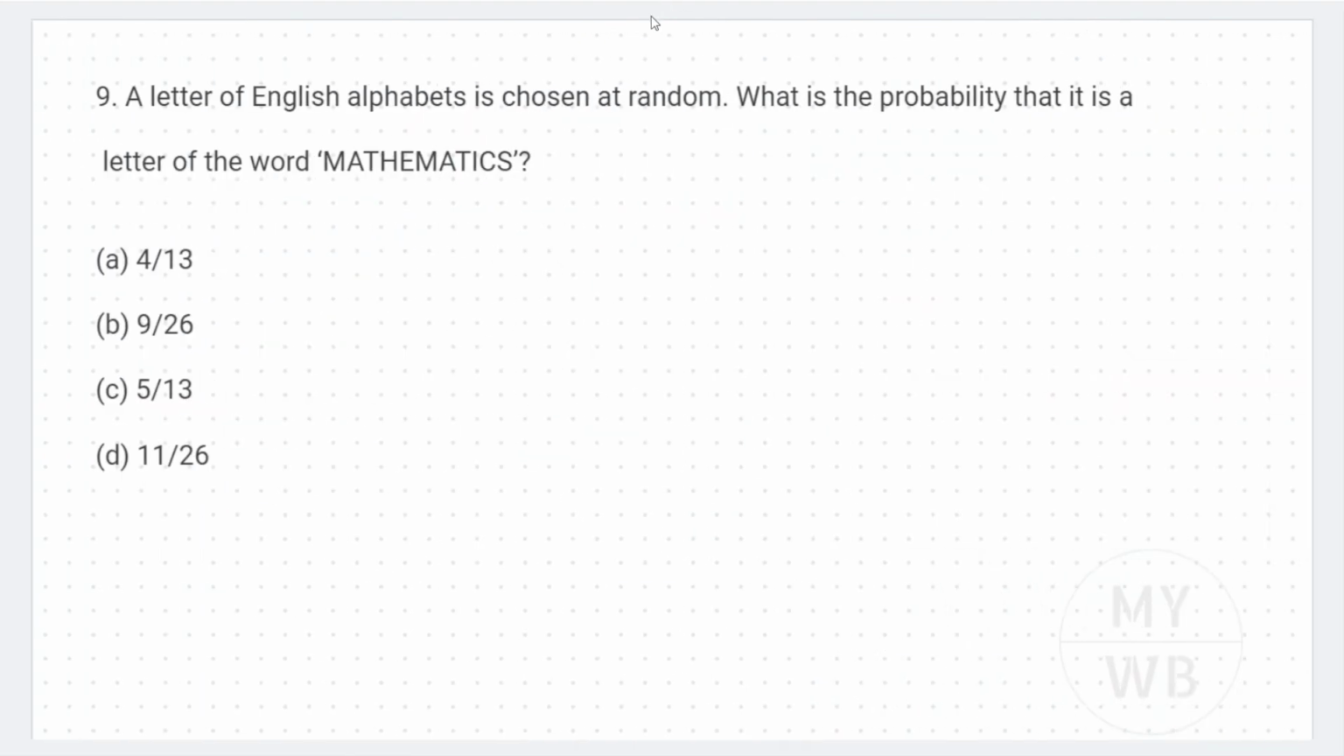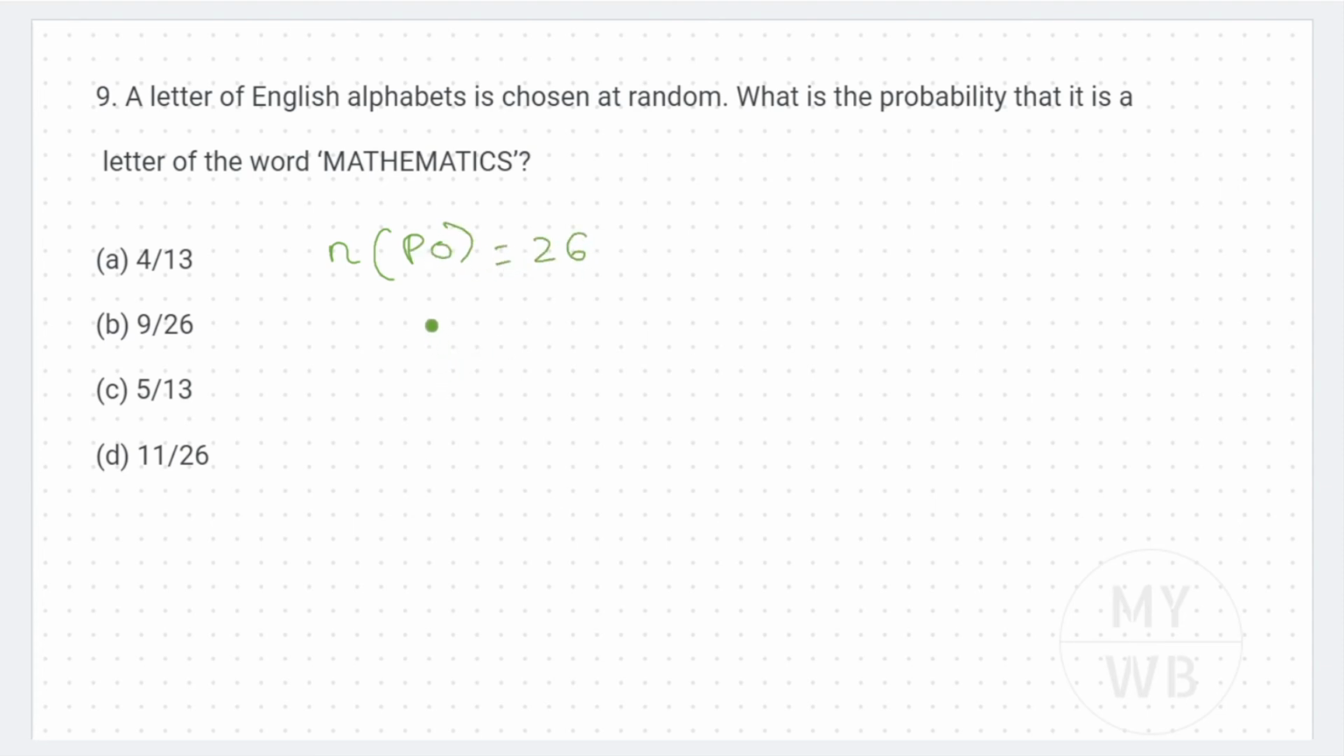Next, a letter of English alphabets is chosen at random. What is the probability that it is a letter of the word mathematics? So a letter is chosen from the English alphabets. Totally there are 26 alphabets. So number of possible outcomes will be 26.